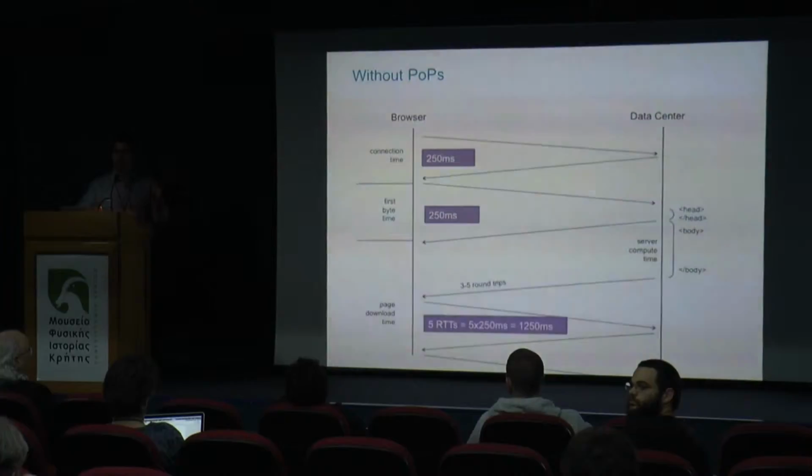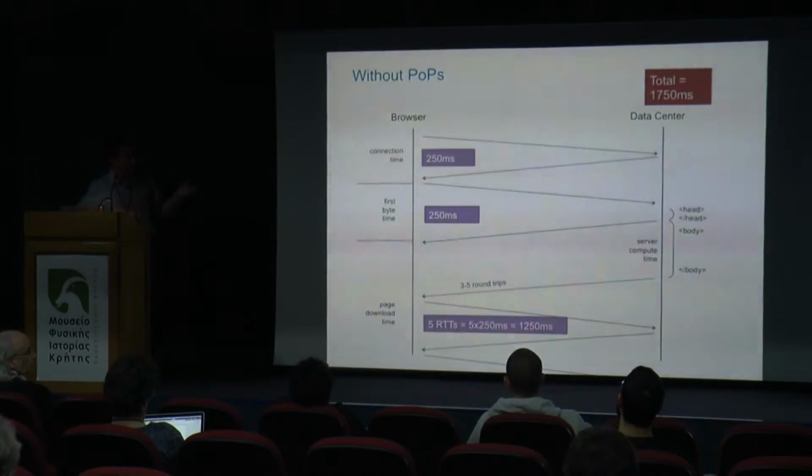Because of the way TCP works, because of congestion control, as we all know, the initial congestion window is only 10 segments. Between 60 to 100 kilobytes is what our payload size is, so it takes around 3 to 5 round trips to actually send the data back to the user, again because of the way congestion control works. So if you add this all up, ignoring the server computation time, just transmitting the data itself takes 1750 milliseconds when the RTT between the user and the data center is 250 milliseconds.